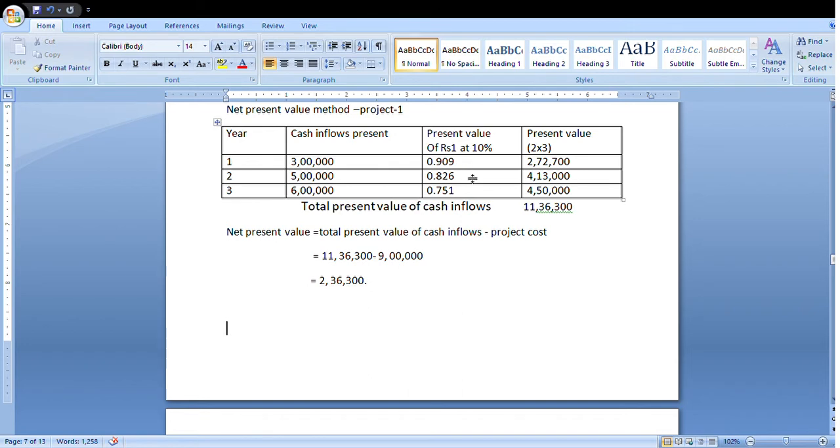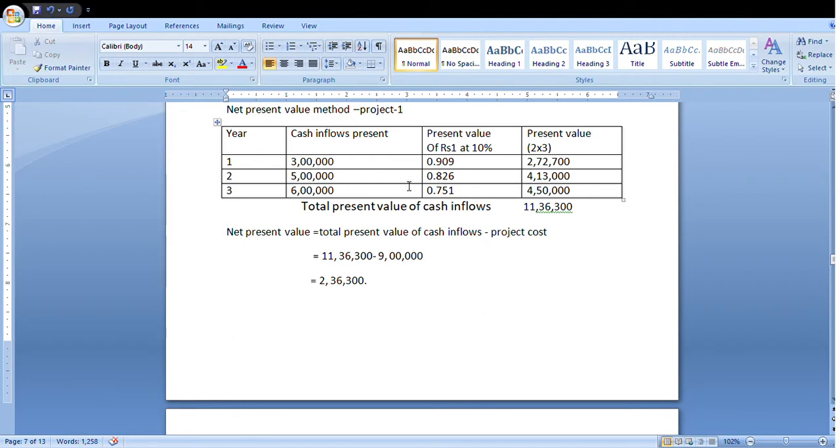These values: first year is 0.909. Second year 0.826. Third year 0.751. These values are also from the table. Next, also the present value. This amount is calculated by multiplying the second and third columns. This is equal to this.